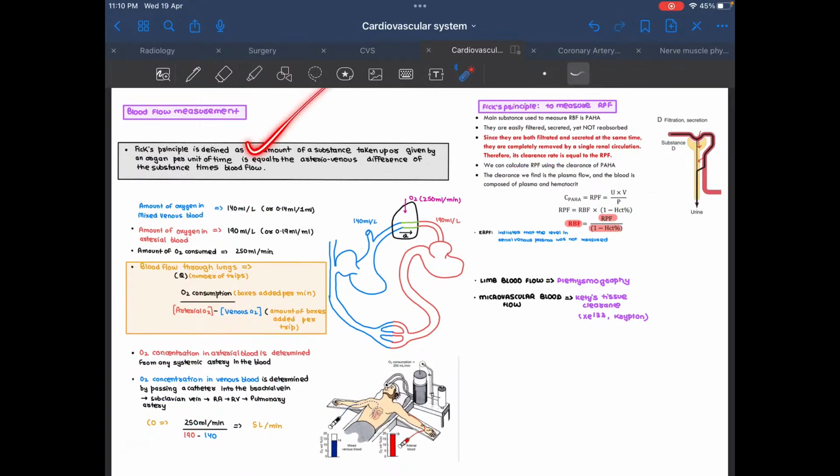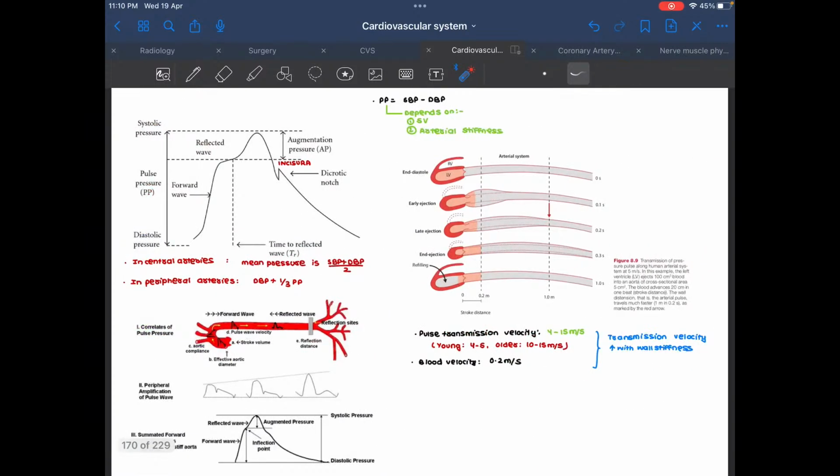ठीक है, you already measured the blood flow measurement, हमने बहुत अच्छे से स्टडी कर लिया है, how we can use the Fick principle to measure that. ठीक है, limb blood flow हम measure करते हैं via plethysmography. ठीक है, and sometimes microvascular blood flow, if we have to measure, we measure it via the Kety's tissue clearance using this radioactive substance known as xenon 133 and krypton. ठीक है, उसके through we can calculate the microvascular blood flow again on the principles of your Fick principle. ठीक है, all right.